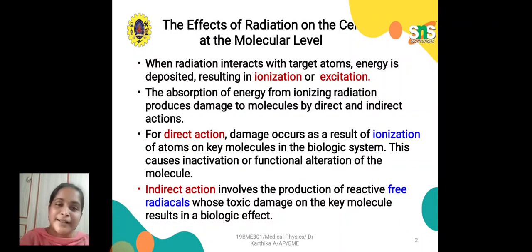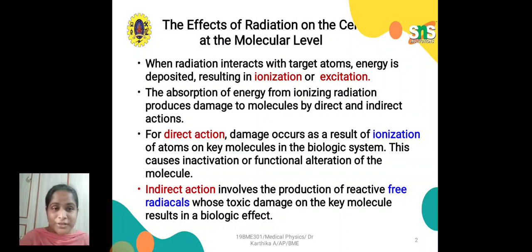See this one. When radiation interacts with target atoms, the energy is deposited, resulting in ionization or excitation. We know that very well. Here, the absorption of energy from ionizing radiation produces damage to molecules by direct or indirect actions, because the final stage of the effects of radiation definitely affects the tissues or organs of the body.